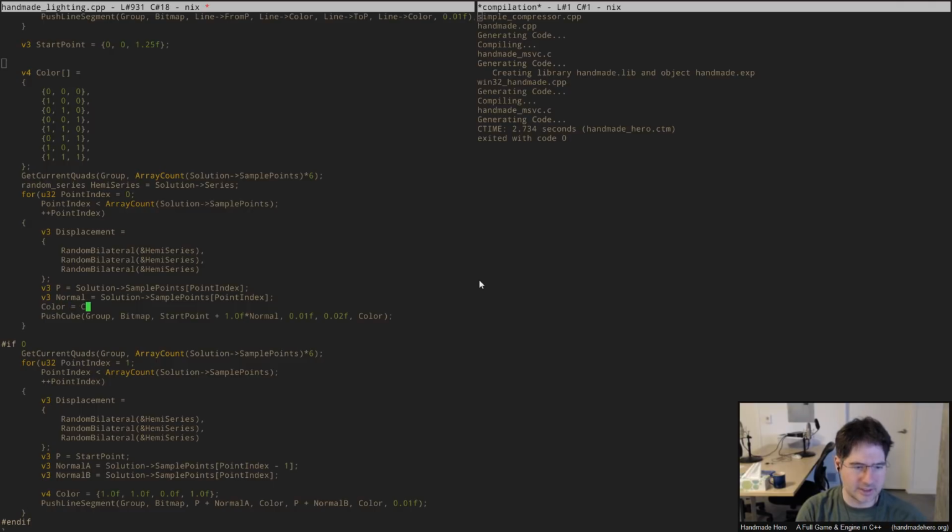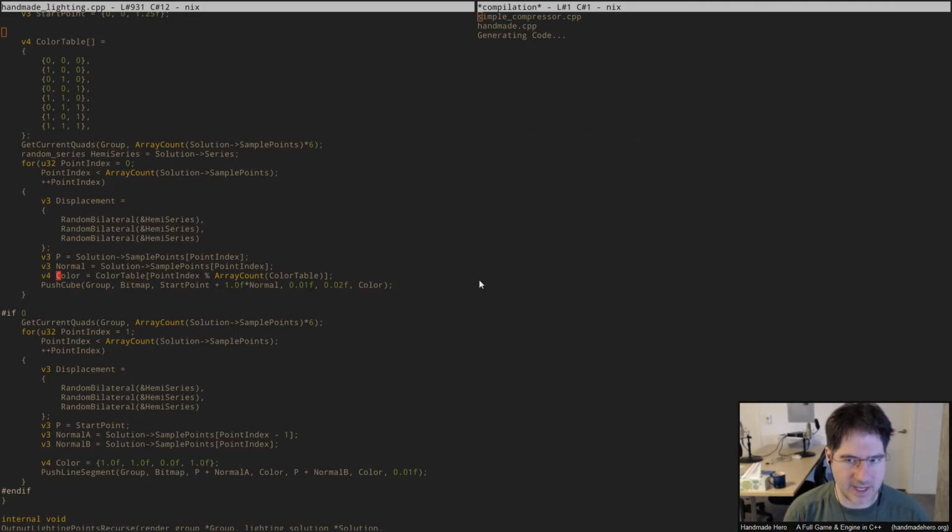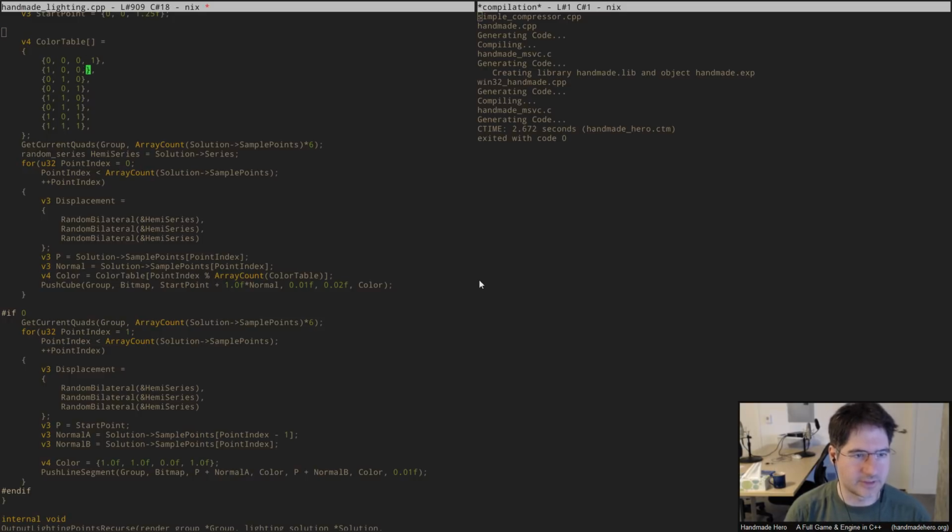So what I'm going to do is I'm going to say, give me the color from the color table. That's whatever is indicated by the point index. And just wrap, you know. So this will, because we have 8, this will give us 8 sets of 8 permutations of this color table, basically. So now we can at least see a little bit about how these colors go. I realized I forgot the trailing one there.